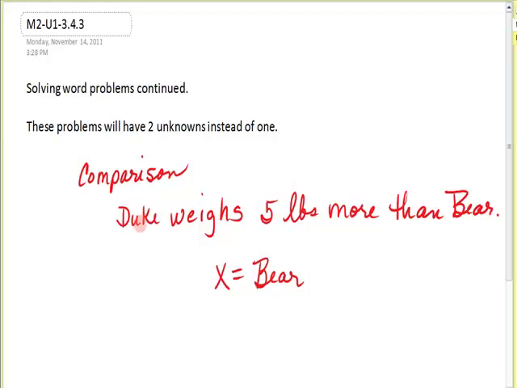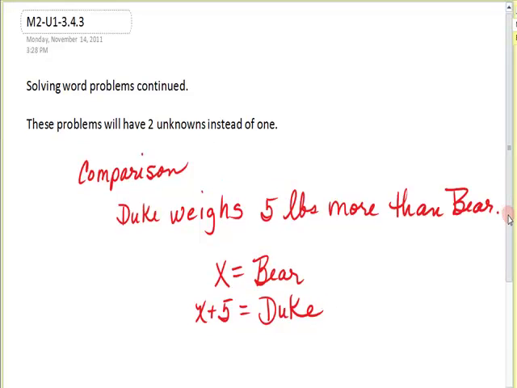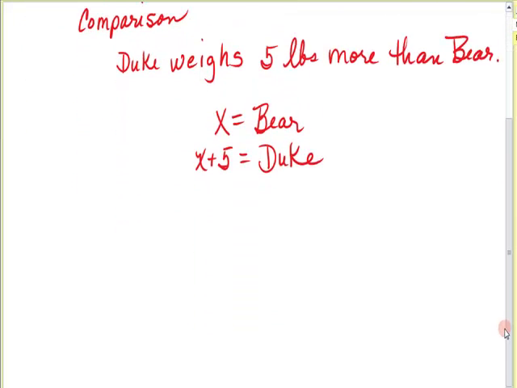How would I write Duke's weight? How is it compared to Bear? Duke weighs 5 pounds more. He's heavier. I could express his weight as X plus 5 would be Duke. Okay, so there's one example of a comparison. That's all I'm talking about right now is the comparison.